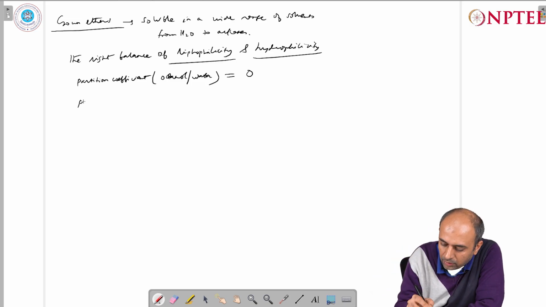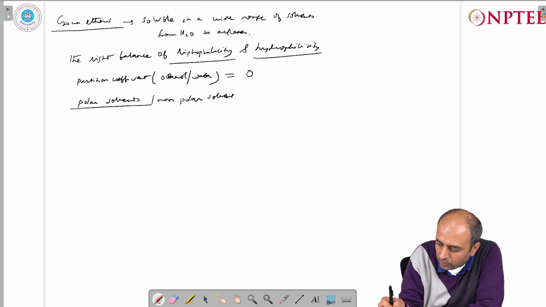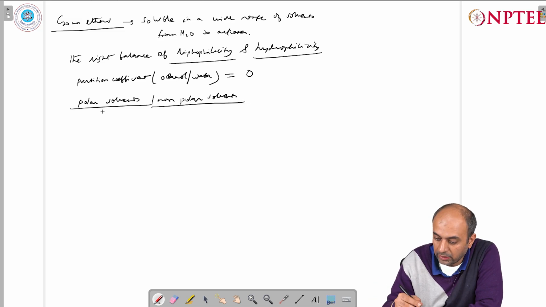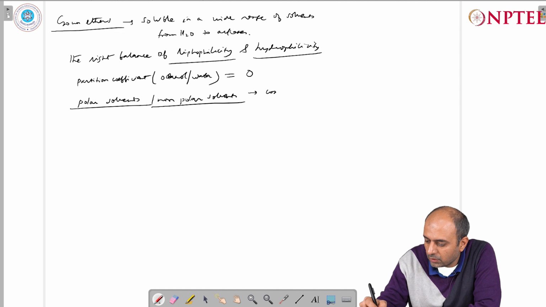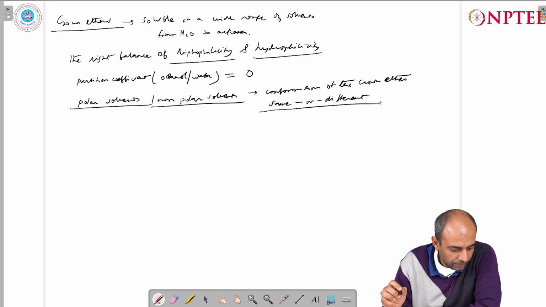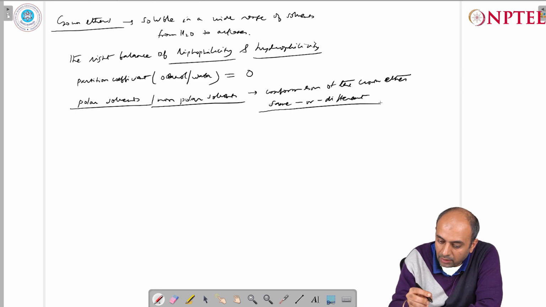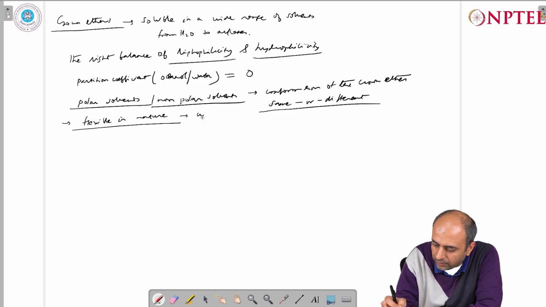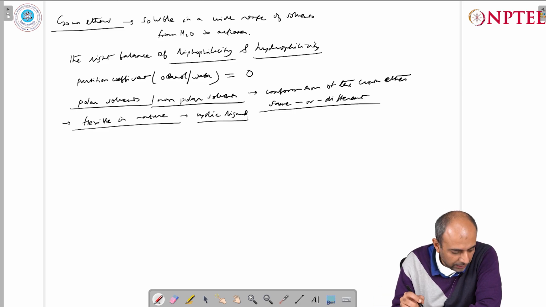So we can have polar solvents and we can have non-polar solvents, like hydrocarbons, or polar solvents like chloroform, ethanol, methanol. And is the conformation of the crown ether the same or different in different solvents? So it has been observed that crown ether is flexible in nature. Although it is a cyclic ligand, it is flexible in nature. Let us see what are the different conformations it adopts in different kinds of solvents.